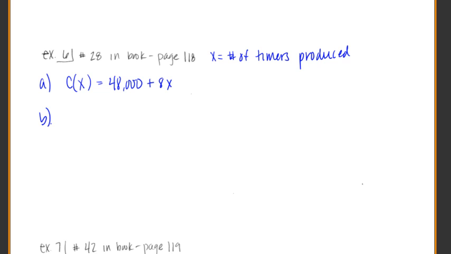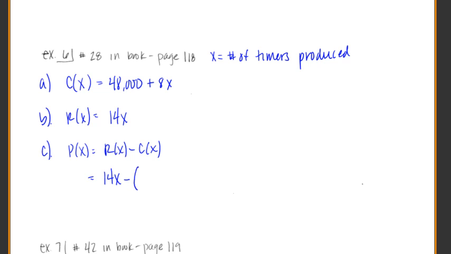Part B says, what is the revenue function? Well, the revenue is according to how much money they bring in whenever they sell one item. The timers sell for $14 each, so therefore the revenue is 14x. The profit is always revenue minus costs. So in this case, it's 14x minus, and again, I'm putting two terms, the 48,000 and the 8x, behind a minus sign, so I've got to make sure I put it in parentheses. So 14 minus 8 is 6x minus 48,000.